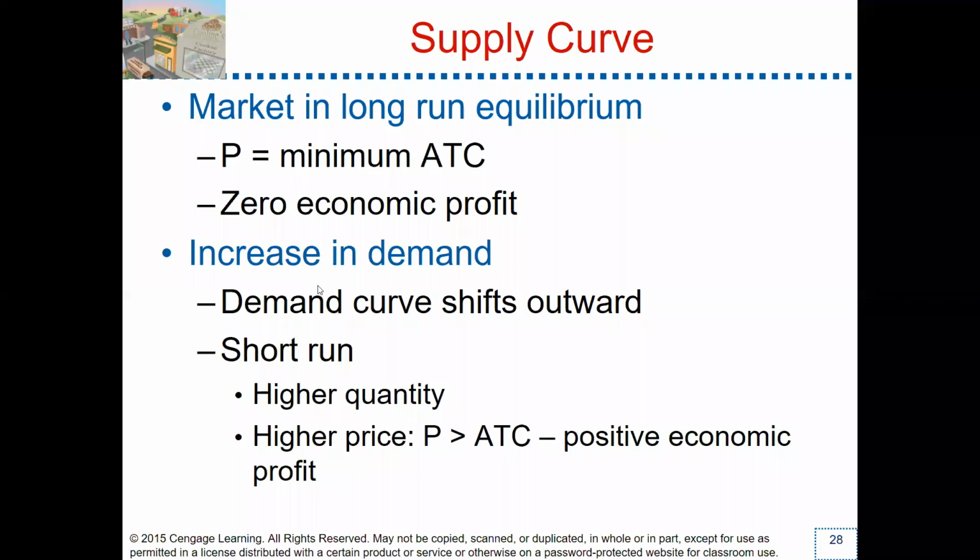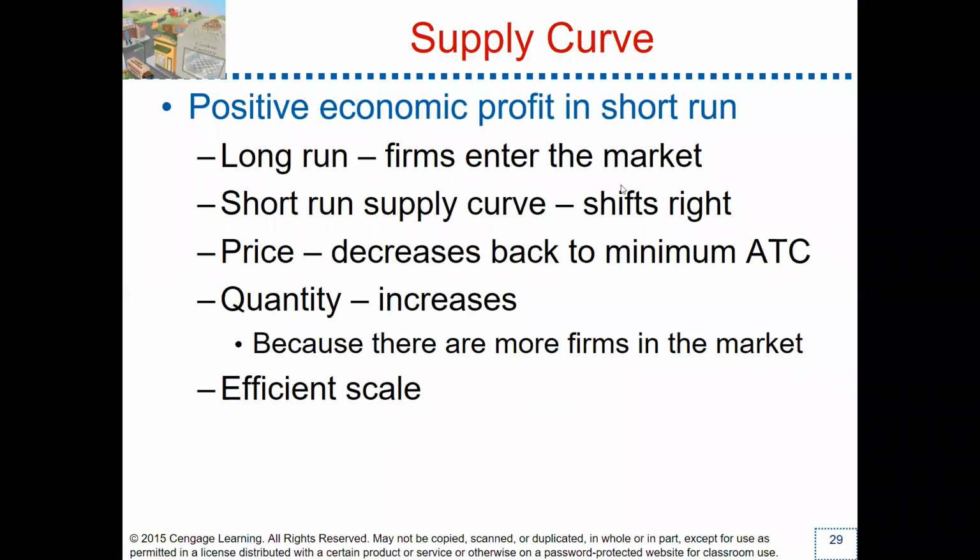So increasing the demand, of course, will shift the demand outward. In the short run, there will be higher quantity, higher price, and there will be a positive economic profit. Yes, and that positive economic profit in the short run will bring more firms to enter the market in the long run, and the short run supply curve shifts right. The price will decrease back to minimum average total cost, and quantity will increase because there will be more firms in the market and efficient scale exists.